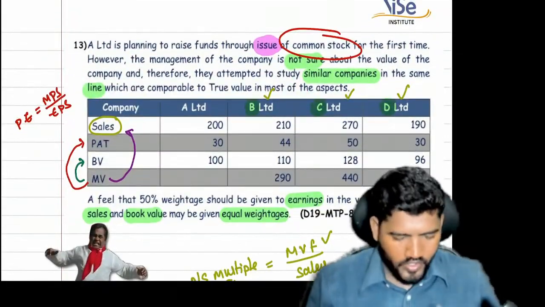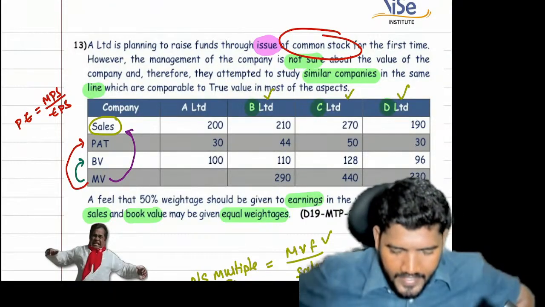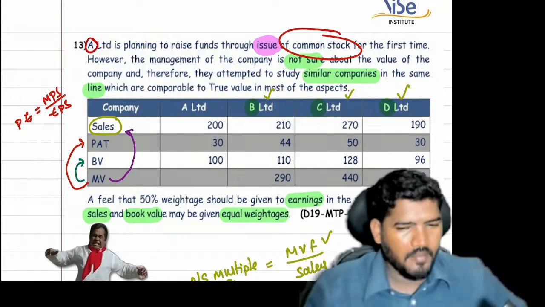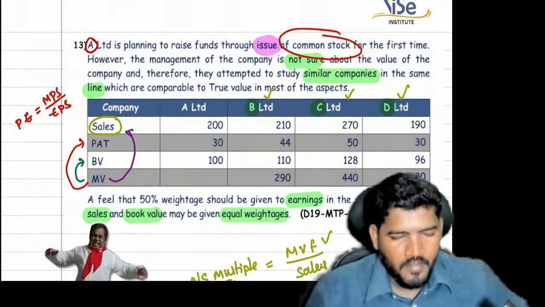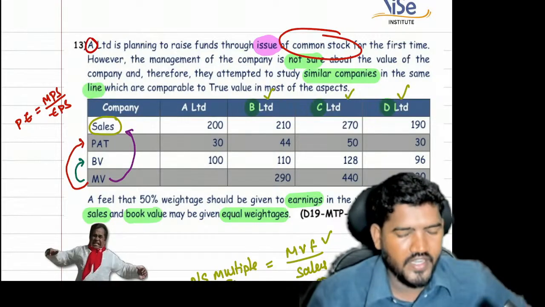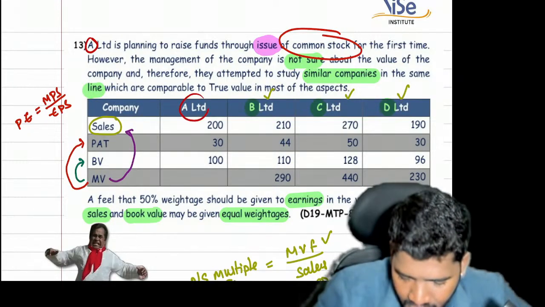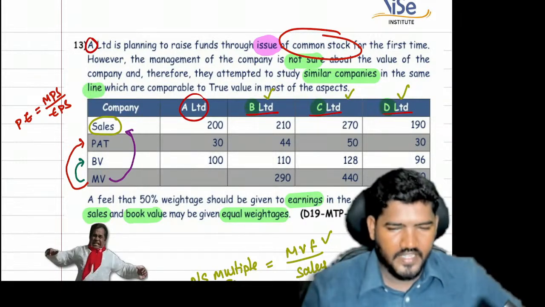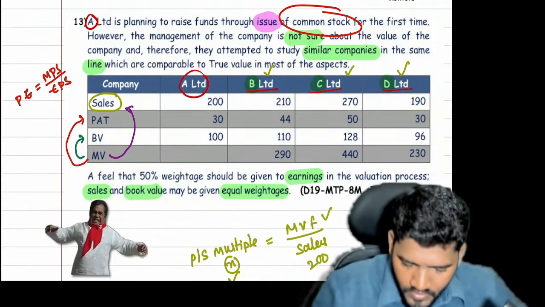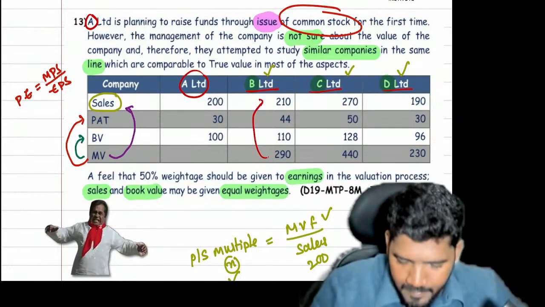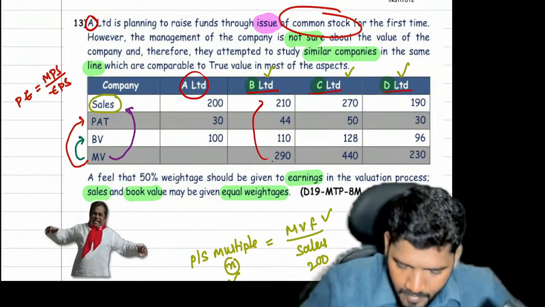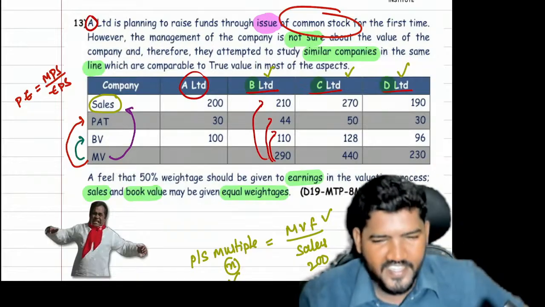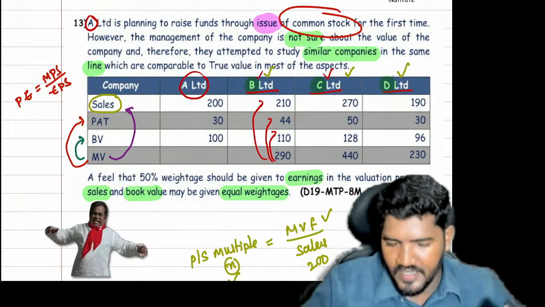You can observe illustration number 13, guys. L Limited is planning to raise funds through an issue of common stock. Here, L Limited needs to value their company, but they don't have financial information. Because of that, we are considering similar companies. For valuation, we consider B Limited, C Limited, and D Limited information. With the help of market value on sales, I get the PS ratio. With market value on PAT, I get the PE ratio. With market value on book value, I get the PB ratio for B Limited, C Limited, and D Limited.